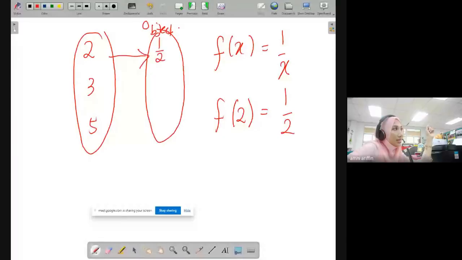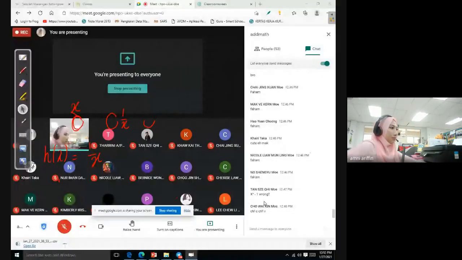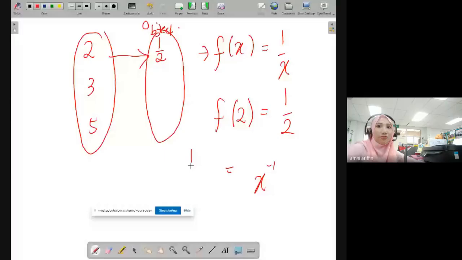Okay, so now I understand this is the concept of the function. This is the equation of function. Zishi tadi tanya sesuatu. You nak bagi tahu kalau you tulis X^-1, dia punya answer is 1/X, right? Kalau you ikut the law of index, X to the power of -1 will become 1/X. So betul juga.